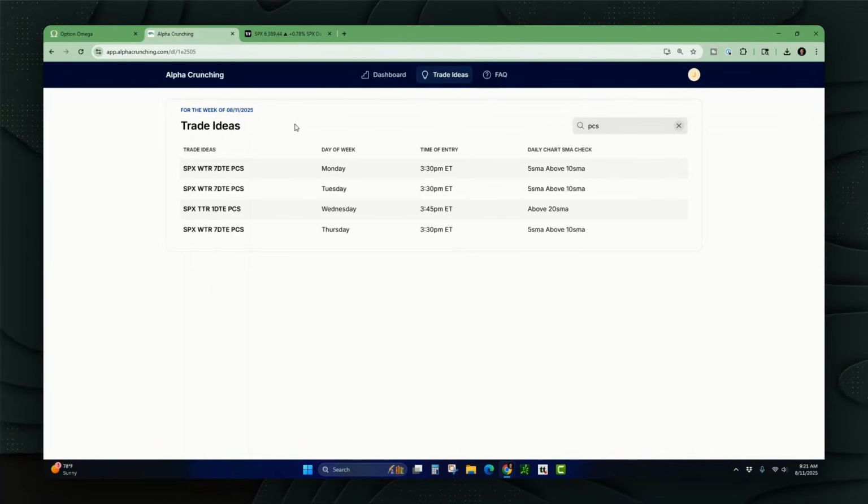Now, you don't have to automate these trades. You can trade these manually on your own, but in this video, we're going to focus on how I automate them. So this week, the week of 8/11, August 11th, today is actually August 11th. The market is about to open.